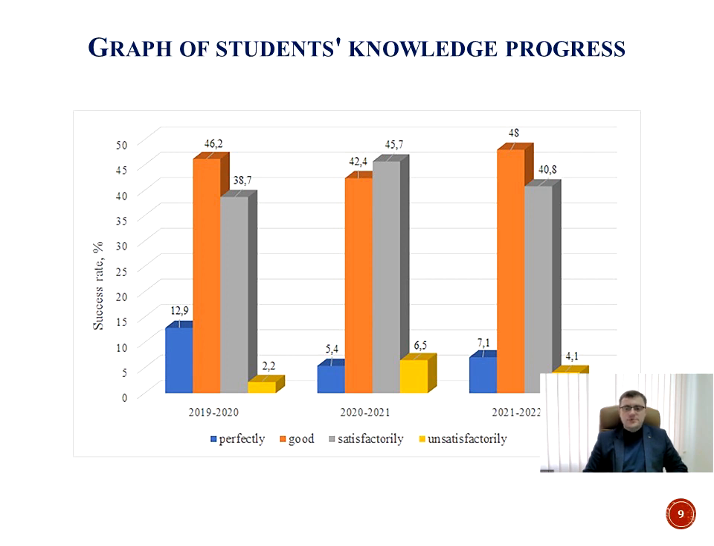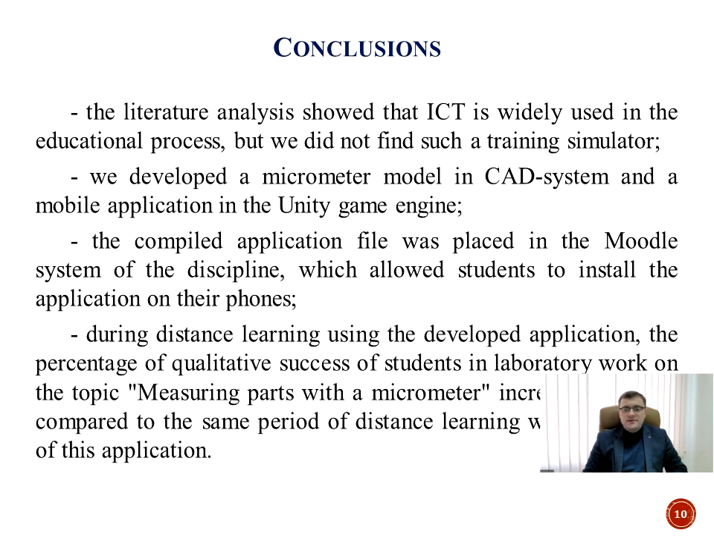The next stage was to test the performance and implementation of the mobile educational information program in the educational process. Slide number 9 shows the results of student performance in the study of the topic measuring parts with a micrometer for 2019-2020. As a result of using the program, the qualitative performance of students increased by 7.3% compared to the 2020-2021. Slide number 10 summarizes the results of the research.